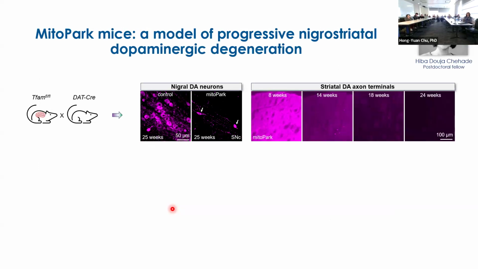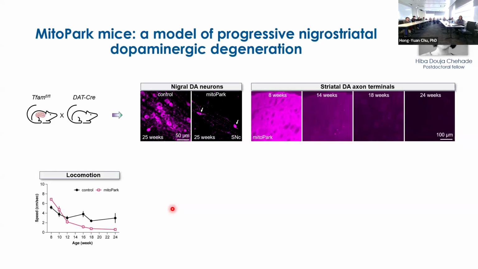This model was generated by crossing a TFAM flox line with a DAT-Cre line. And you can see that by 25 weeks, there are almost no healthy dopamine neurons in the nigral area in the MitoPark mice. The panel over there shows the progressive loss of striatal dopamine axon terminals. At 8 weeks, it's normal, comparable to control animals. By 14 weeks, there's about a 40 to 50% reduction in the dopamine axon terminals in the striatum. And at 18 weeks and beyond, there's nearly a complete loss. And of course, you can expect these animals show a progressive decline in their locomotor activity. They have worse performance in the rotarod test compared to controls.